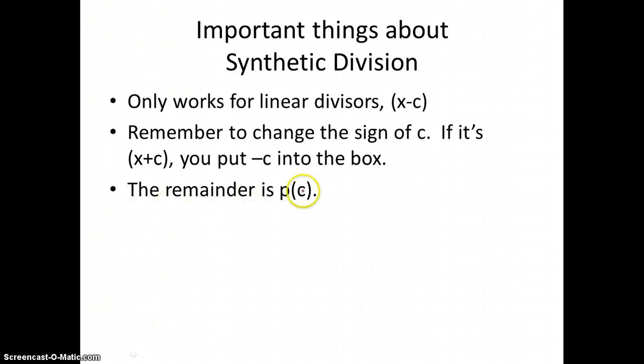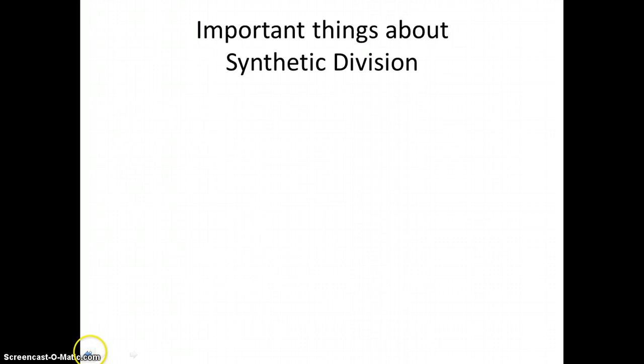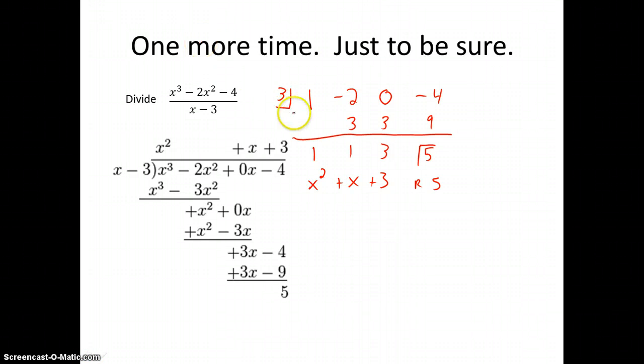Next up, the remainder. Remember, this is from the remainder theorem. It's p of c. So it's kind of a quick way of doing the remainder theorem. I know now that if I were to plug 3 into this polynomial, the result would be 5, because that's my remainder. So this means that p of 3 is equal to 5. That's kind of like a bonus.